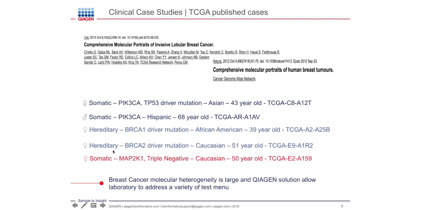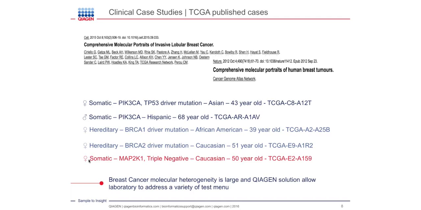We also decided to look at 2 hereditary cases, one with BRCA1 and one with BRCA2, to illustrate the differences, sometimes even in ethnicity or demographics, between the 2 types of gene. And then finally, we couldn't stop ourselves from also including triple negative cases. In this particular case, the driving mutation was MAP2 kinase.